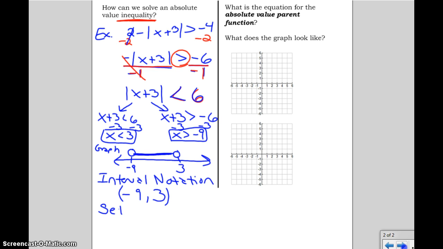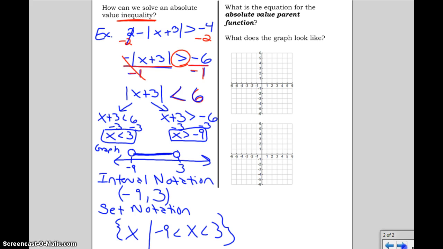And set notation is when I use my squiggly brackets, also known as braces. I am talking about x in this problem. I use a straight line that means such that, and then I just put my answer in there. I start at negative 9, it's less than x, which is less than 3, and then close my brace.